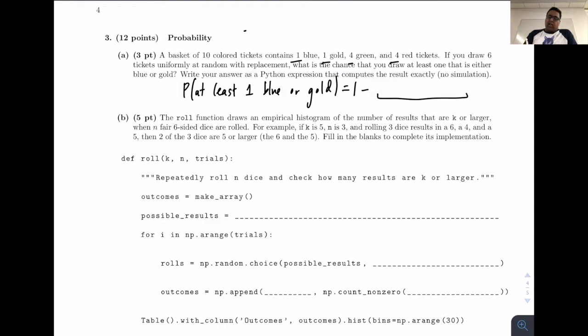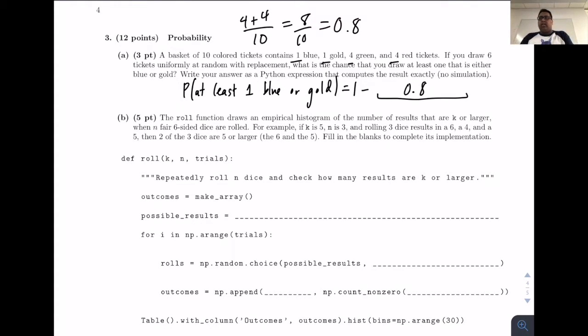Well, there's 10 cards in total, and how many are not blue or gold? There's 4 green, and there's 4 red. That adds up to 8 over 10, or 0.8. So if we draw one card at random, there's a 0.8 chance that it's not blue or gold, so a 0.8 chance that it's either green or red. So we know we're going to have a 0.8 somewhere here.